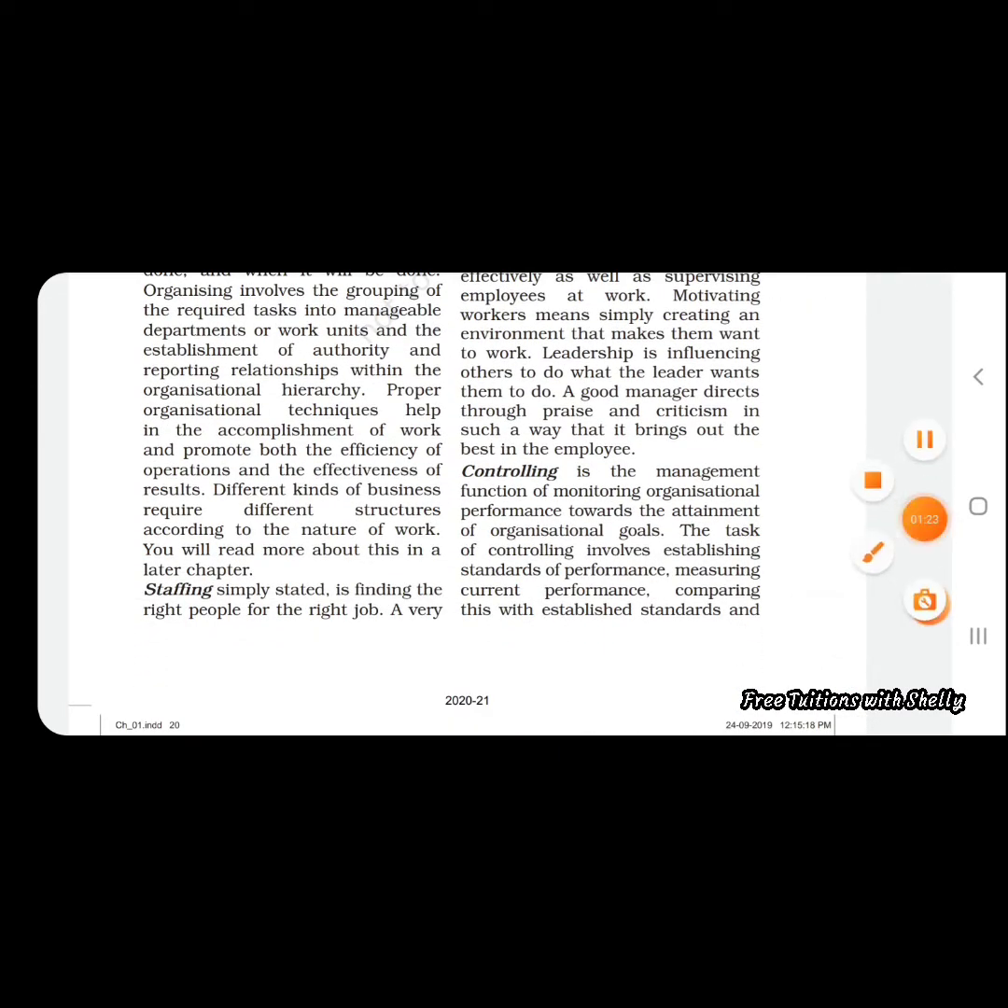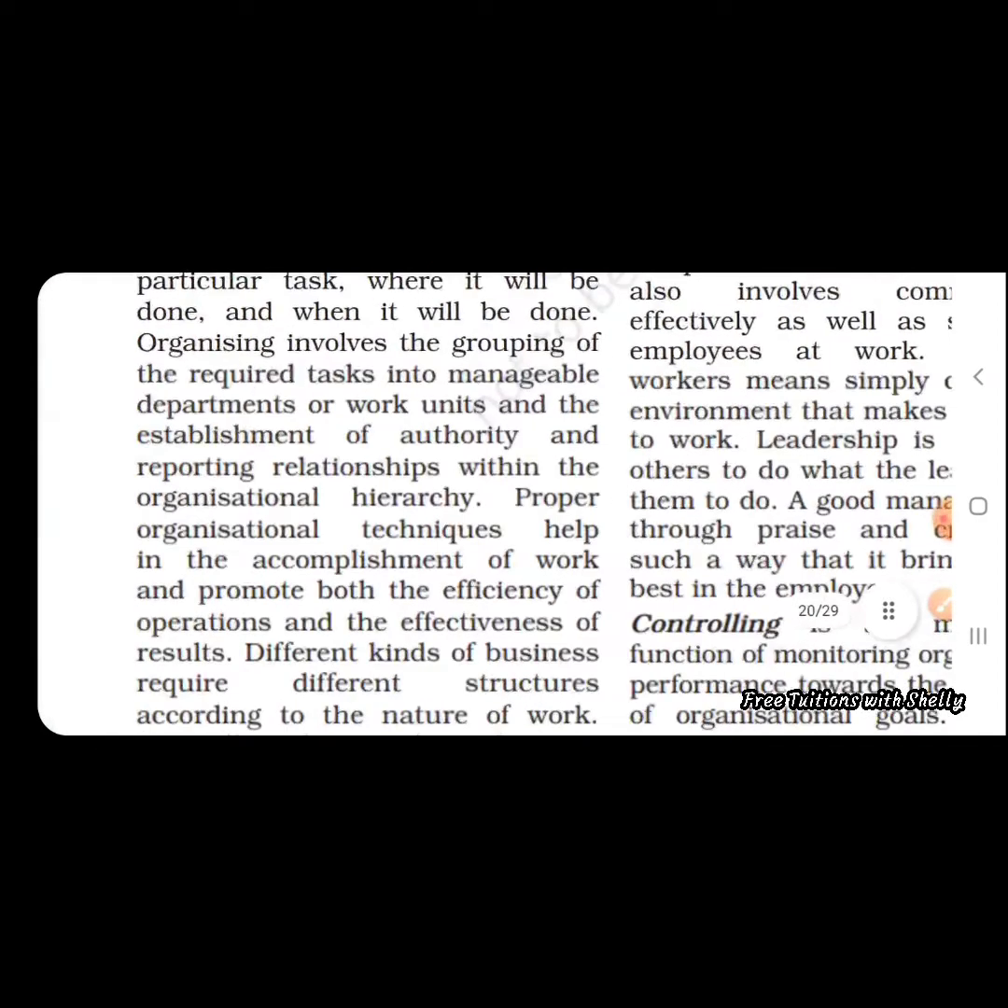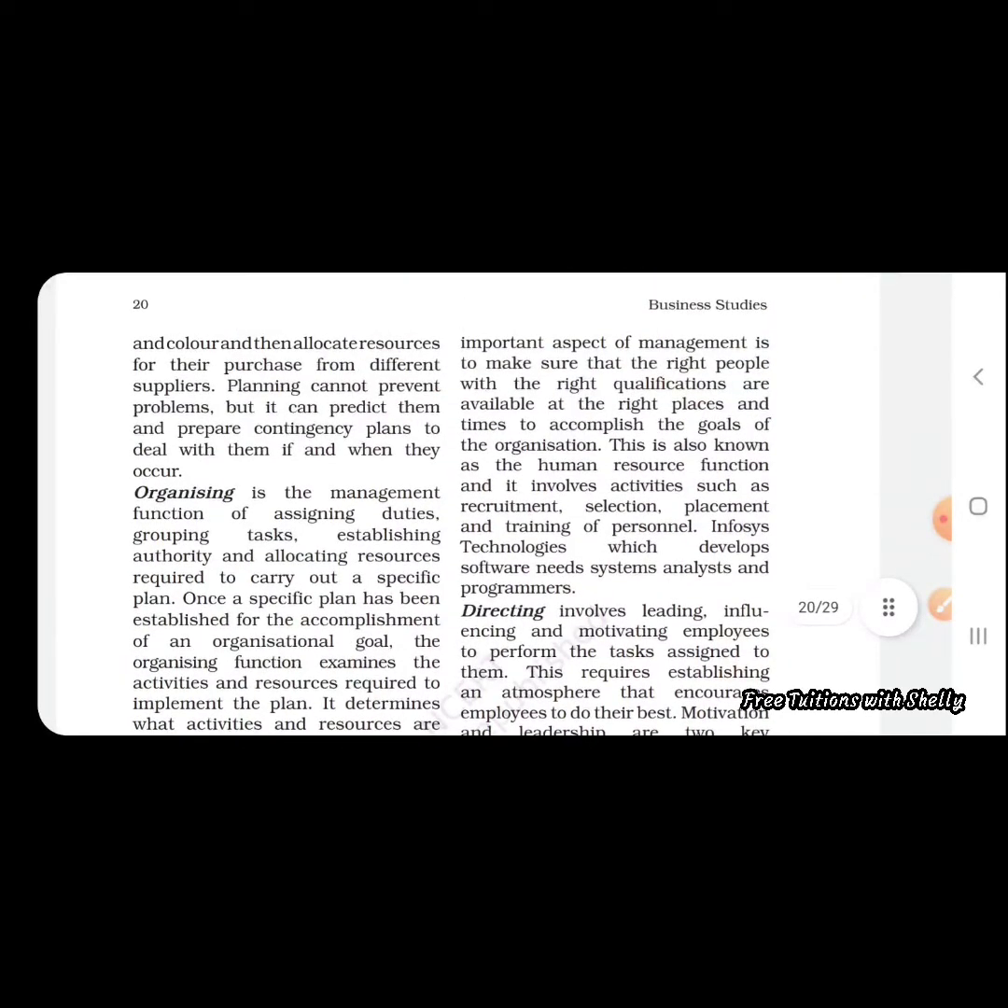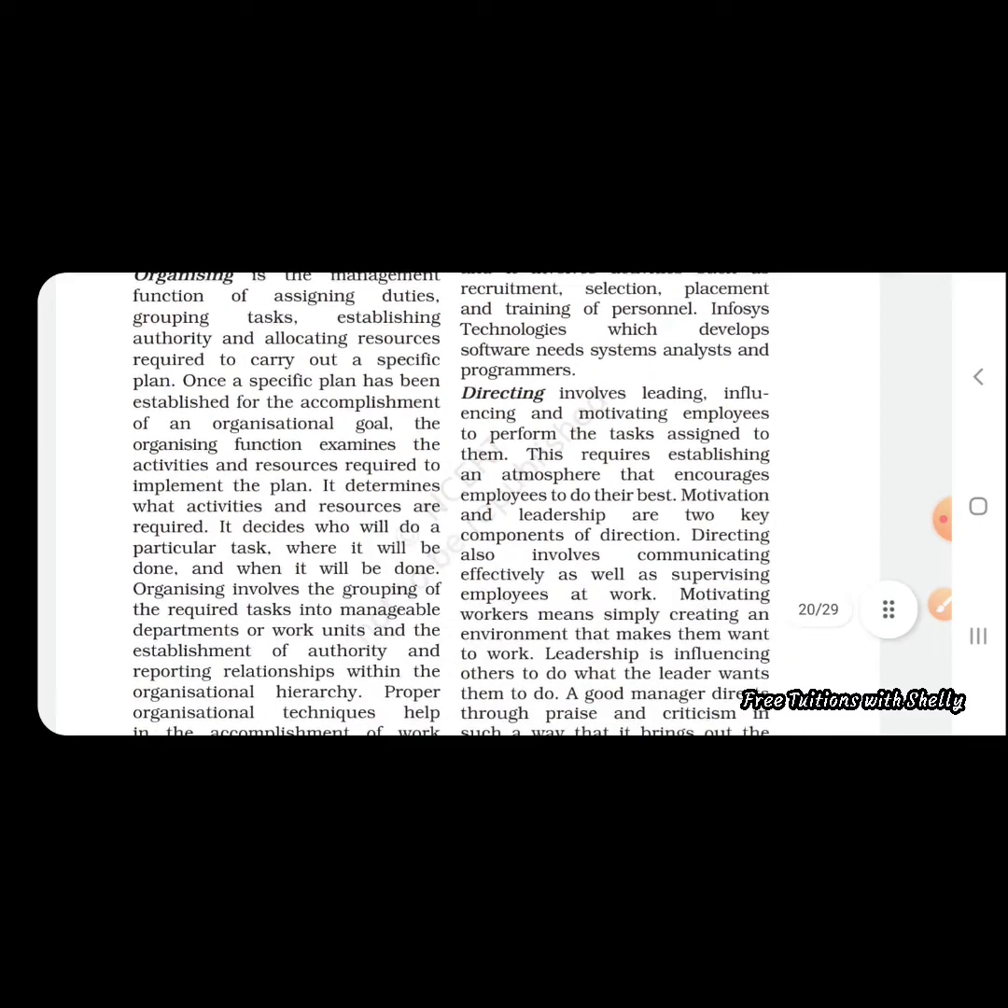Next is staffing. Staffing means the right person has to be appointed for the right job at the right time. Even if there is a need for a person in an organization, he has to be selected at the right time, and he should be placed in the right position. Through recruitment, selection, interviews, you can appoint a person.